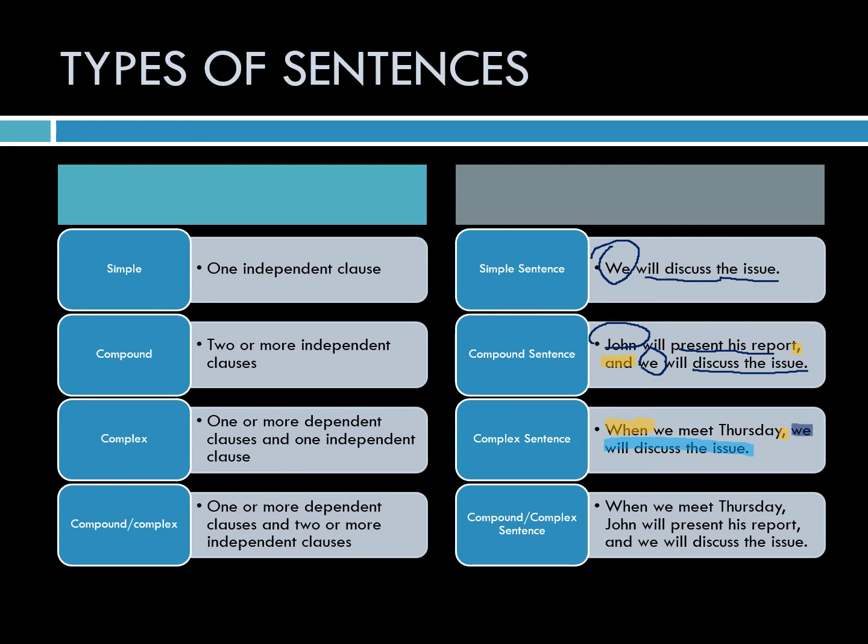Compound and complex is one or more dependent clauses and two or more independent clauses. So we're seeing here we have a subordinating clause, and here we see that is a sentence, and here we have a sentence. So we have one dependent in the blue, two independent clauses, and these independent clauses are joined by commas and a coordinating conjunction, and.